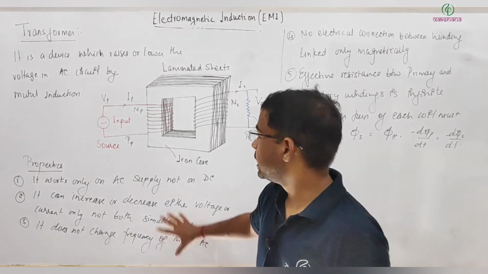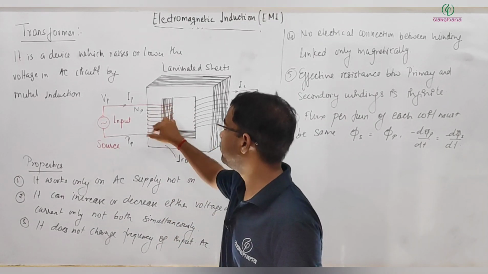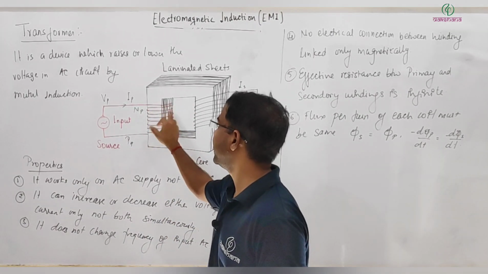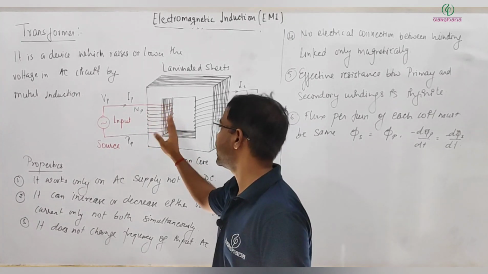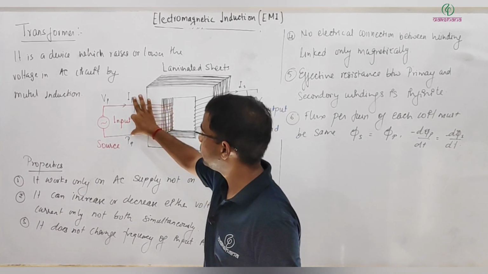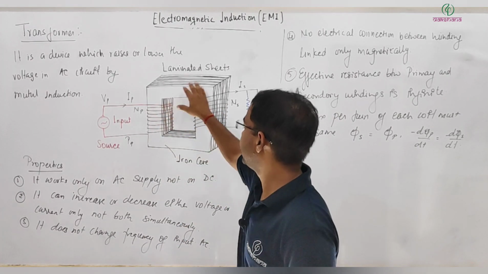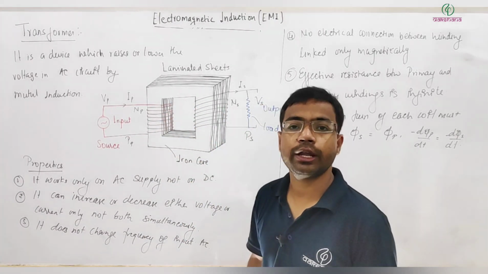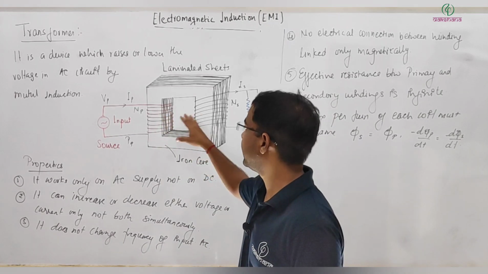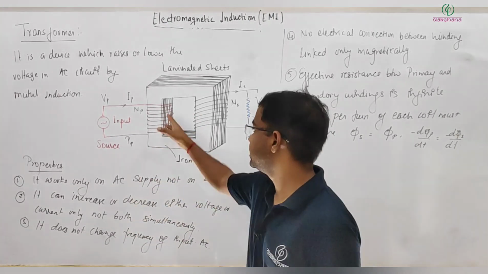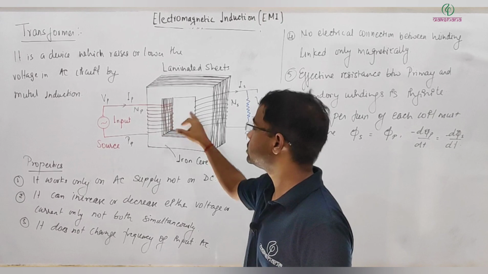Now we have windings. Copper wire is normally wound around the core. There is one primary coil and another secondary coil. They are connected magnetically, not electrically. These two windings are not electrically connected; there is no direct connection between the two coils.